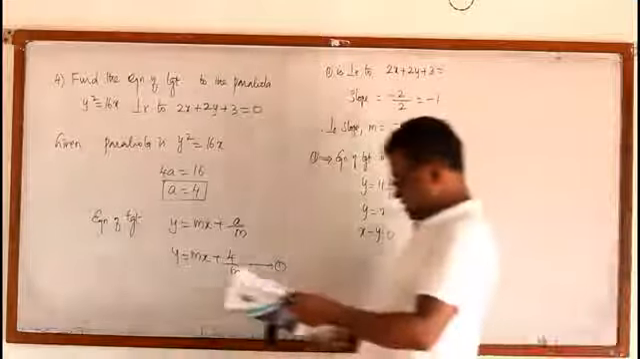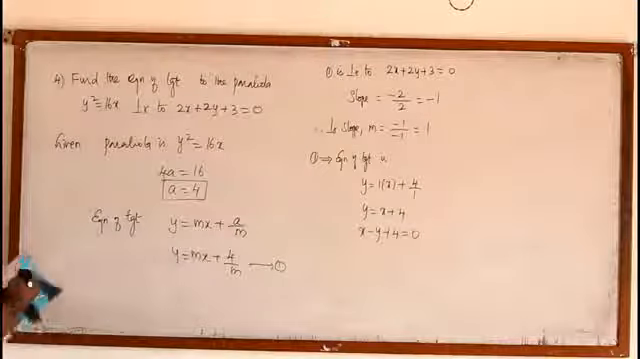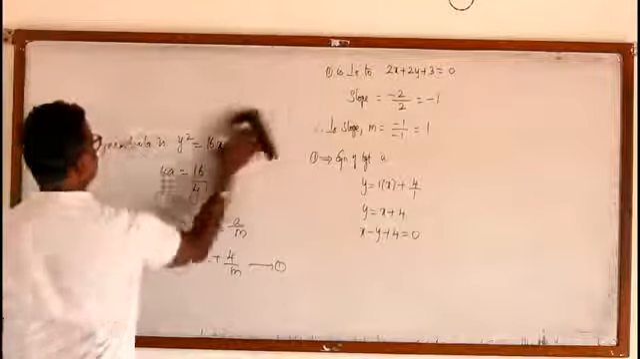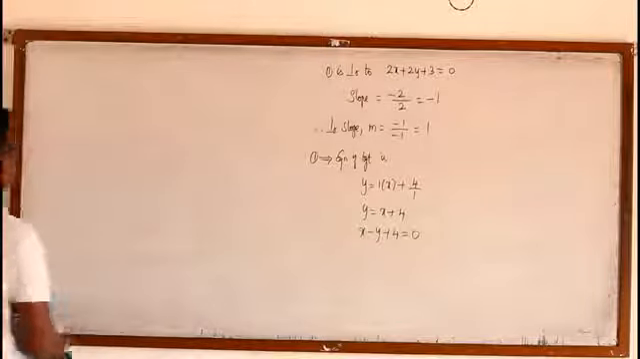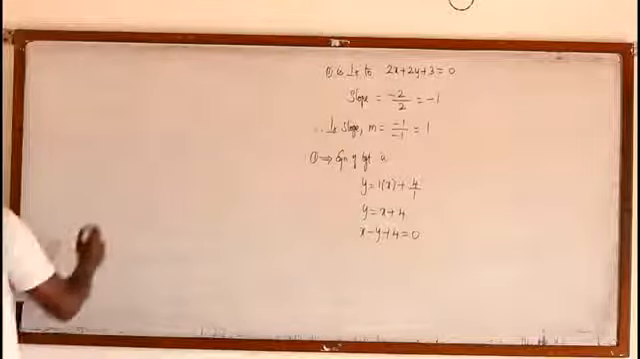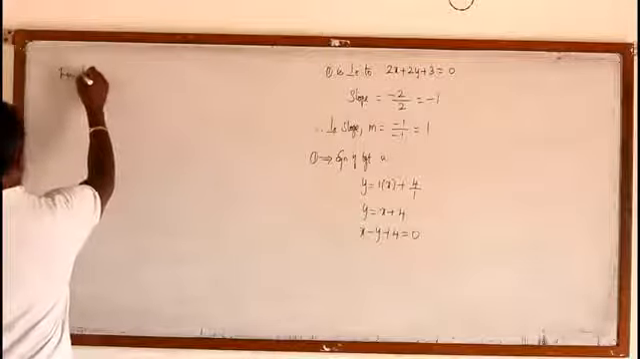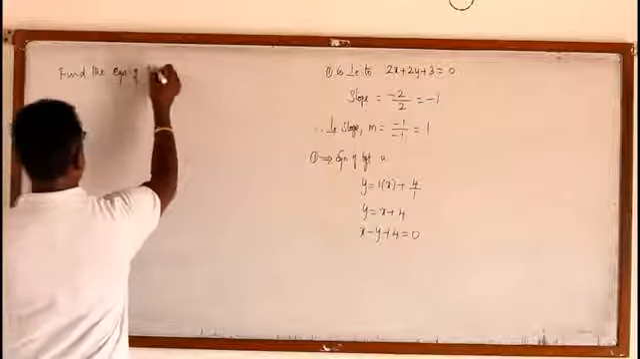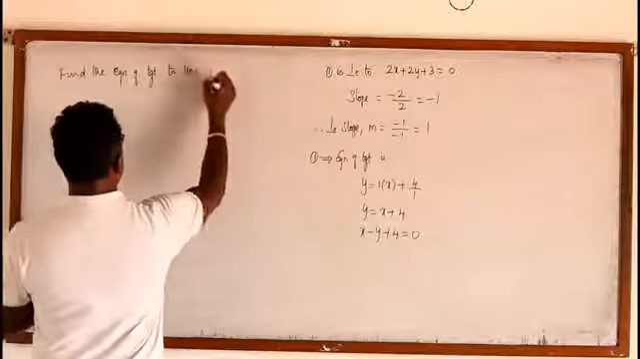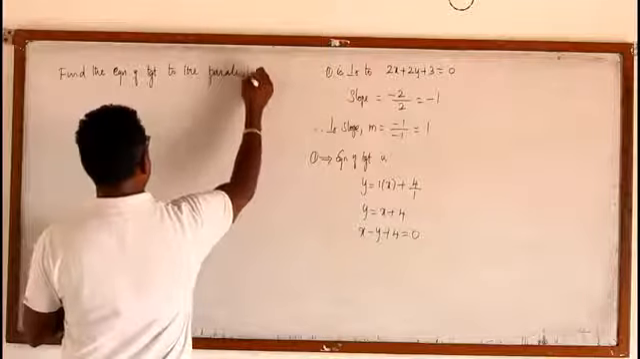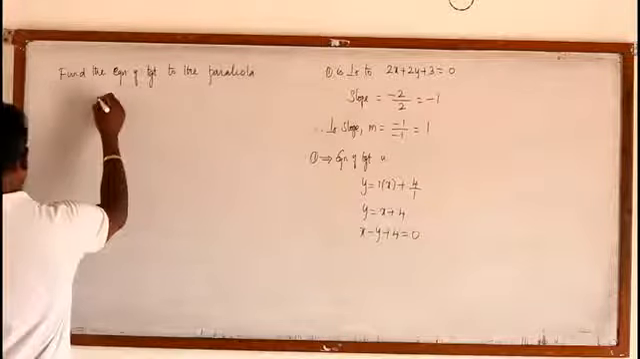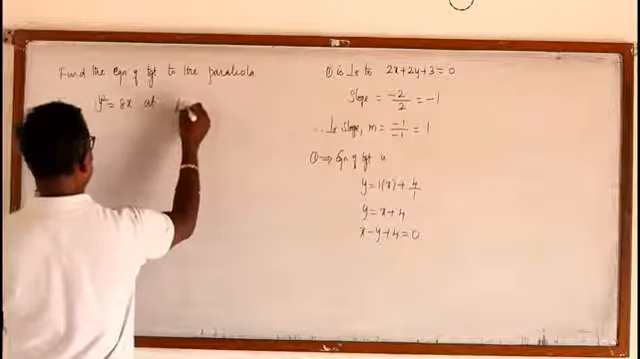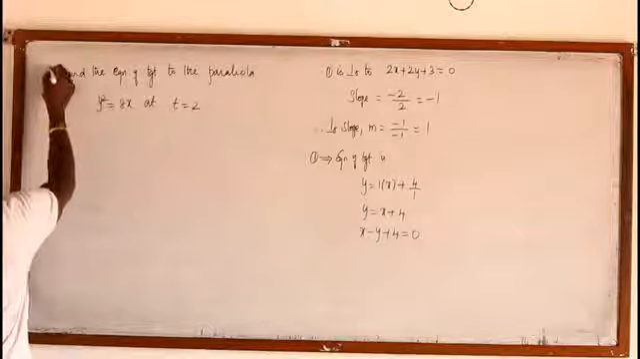Very simple problem. This is your fourth problem. Now we should go for problem number 5. Find the equation of tangent to the parabola y square equal to 8x at t equal to 2. This is problem number 5.